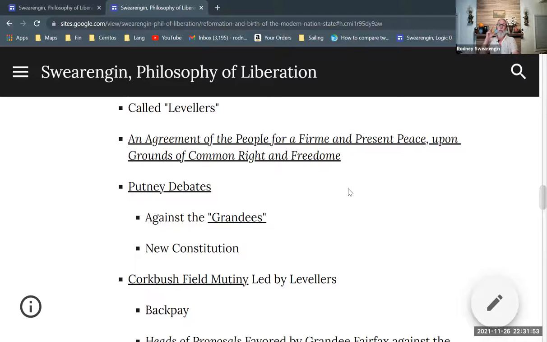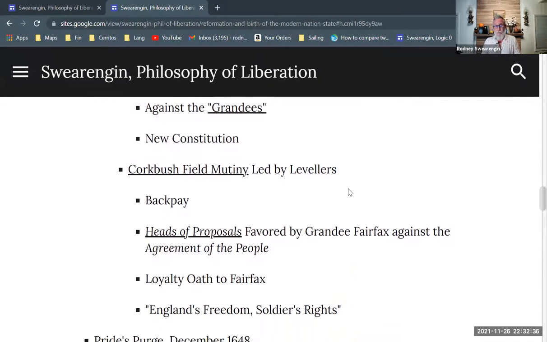So the New Model Army is looking ahead to when they'll defeat Charles, and then there's going to be a new regime without the king, and they want to get these principles into law right at the beginning of this new form of government. And so they have the Putney debates. The levelers or agitators are arguing against the grandees. The grandees are the leading officers in the New Model Army, which are some nobles and some landed gentry who are the highest officers in the army, and they're a lot more conservative. And the Putney debates is all about this notion of a new constitution for the coming government.